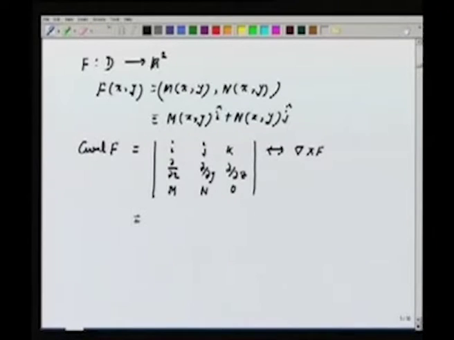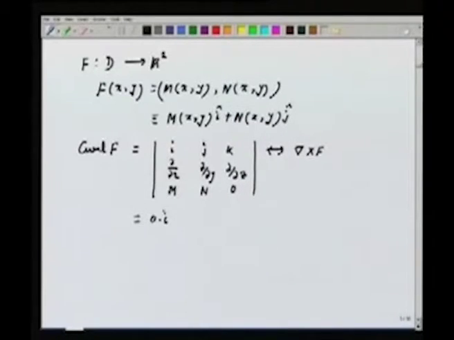Let us see. Del y of 0 is anyway 0. Now I have to look at del z of n, but n is a function of x and y, so del z of n is 0. So I get 0 dot i, that is the first quantity.